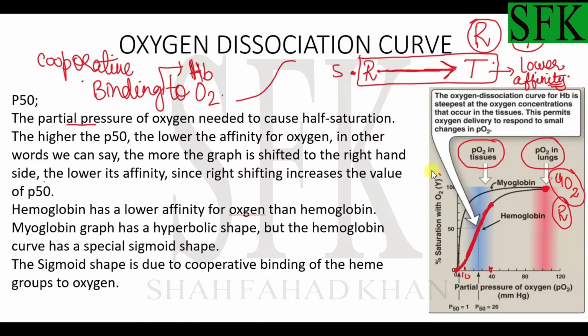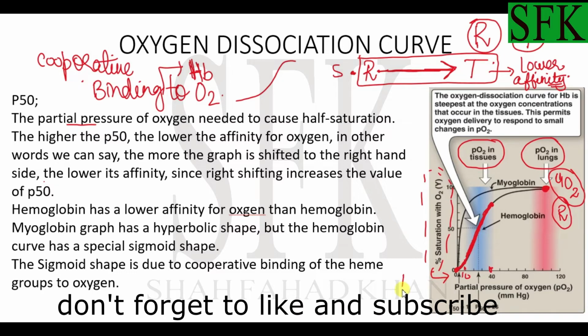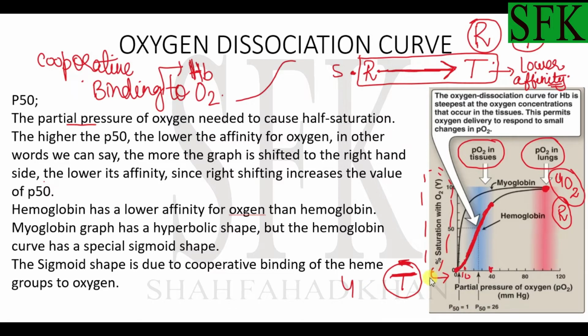Why? Basically the saturation with oxygen decreases to zero because now the hemoglobin has attained its T conformation, and T conformation has a very low affinity for oxygen, and it has unloaded all its oxygens. All four molecules have been unloaded, and they should have been unloaded because it needs to provide that oxygen to the surrounding tissue, which has a low partial pressure of oxygen.